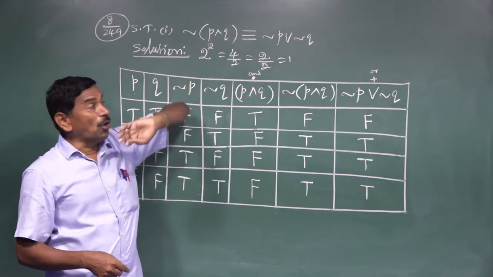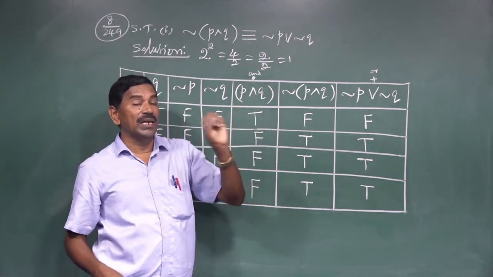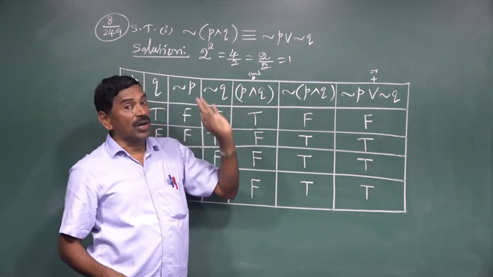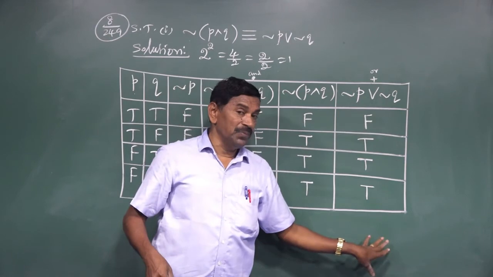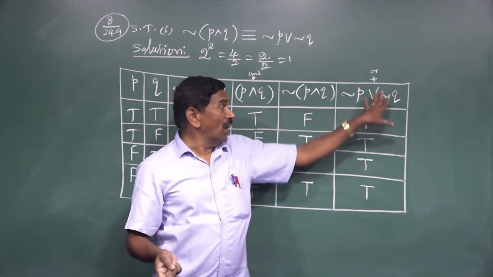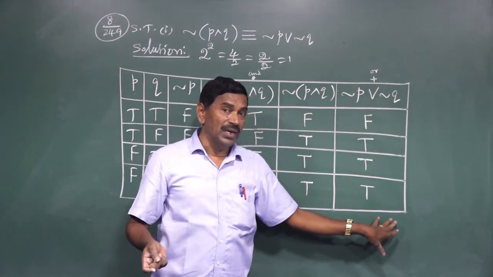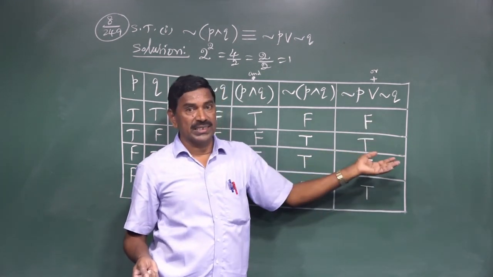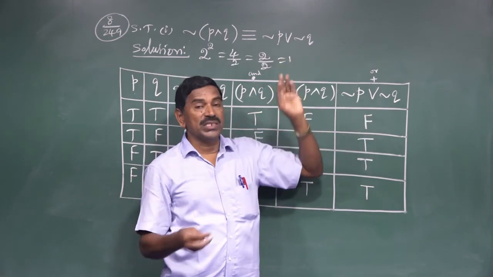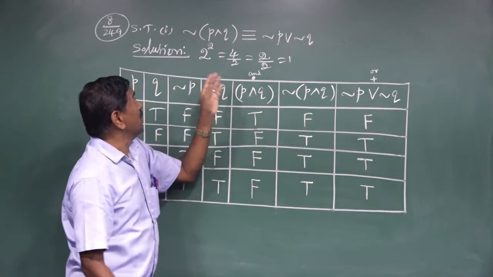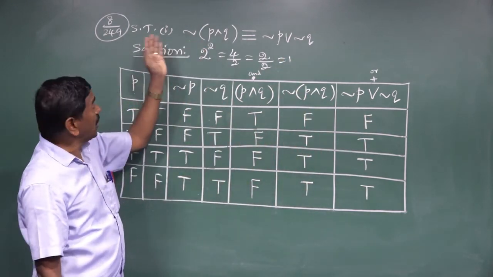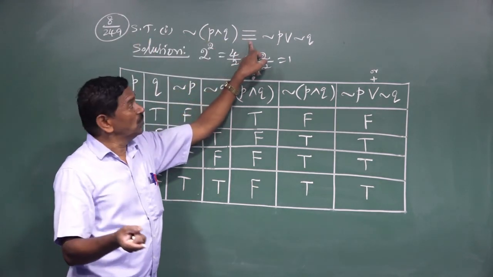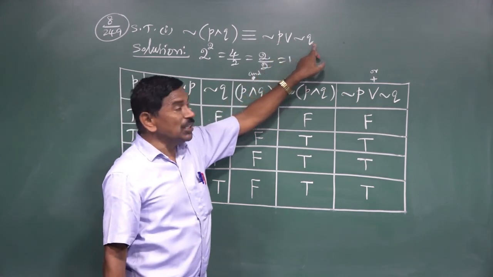Listen, before this topic, identify whether tautology, contradiction or contingency. For that, if the last column is fully true, it is a tautology. If the last column is fully F, it is a contradiction. If the last column is mixed, it is a contingency. But the 8th question is a different topic. The 8th question is to show that negation of P and Q is equivalent to negation P or negation Q.